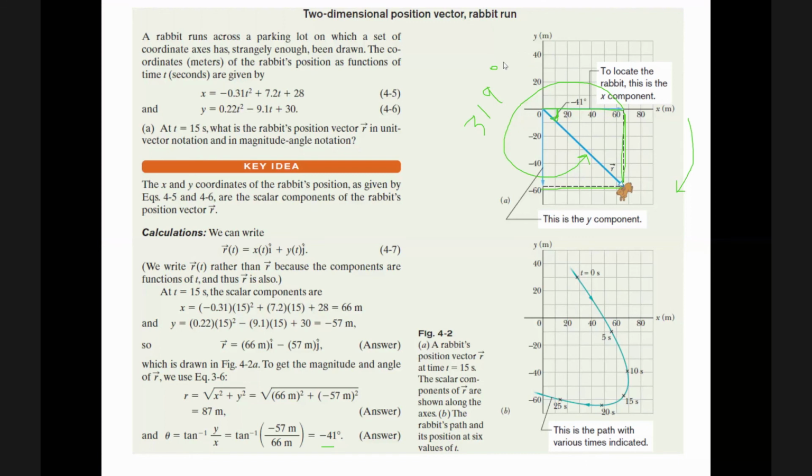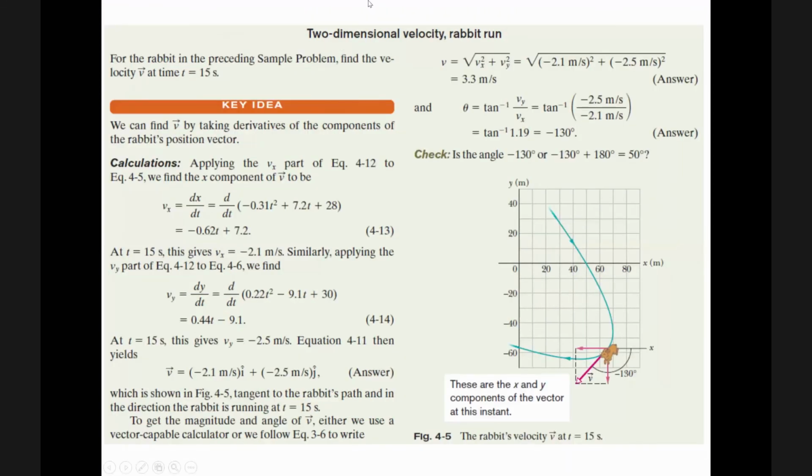Let's go to the second example. He said, now the rabbit, remember the rabbit, the position? Now we'll talk about velocity. For the rabbit in the preceding sample problem, the previous slide, what is the velocity at t equal 15?